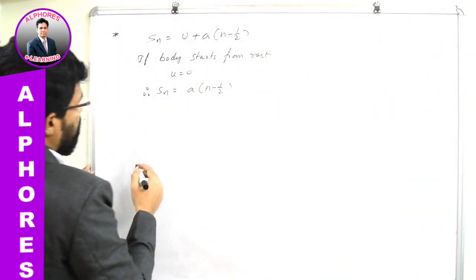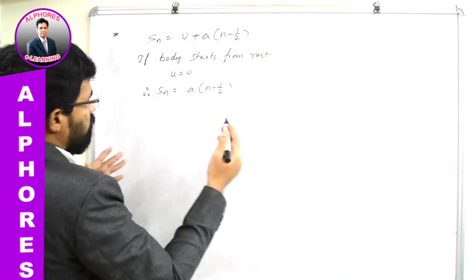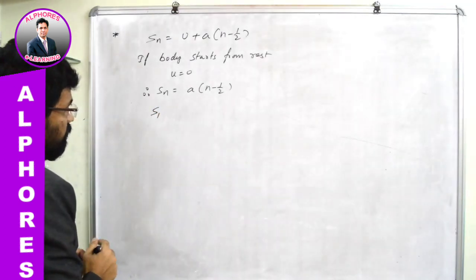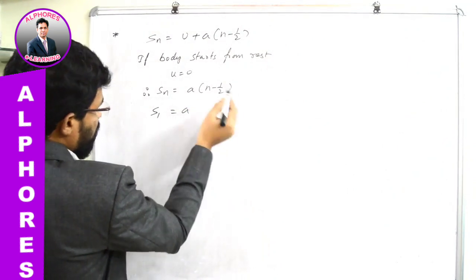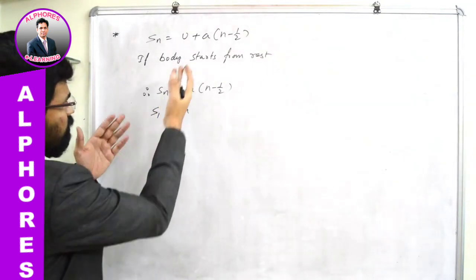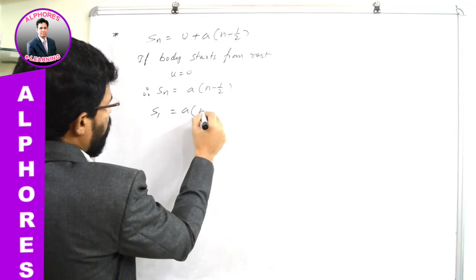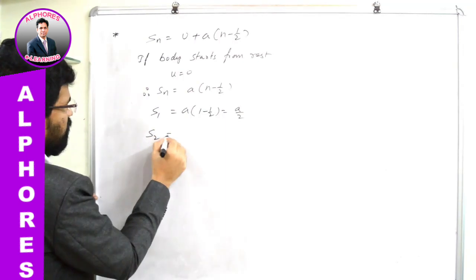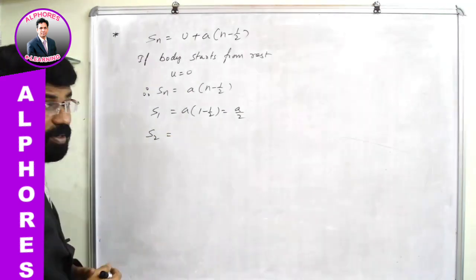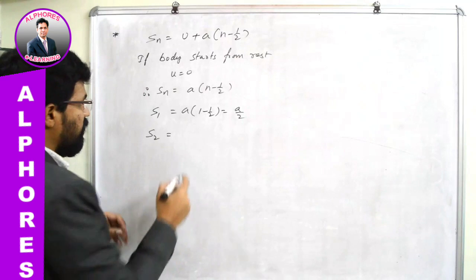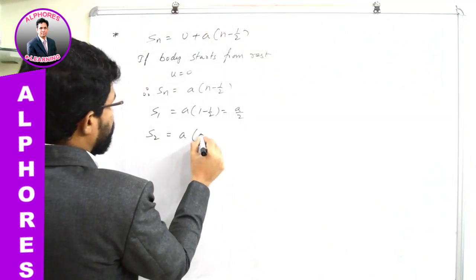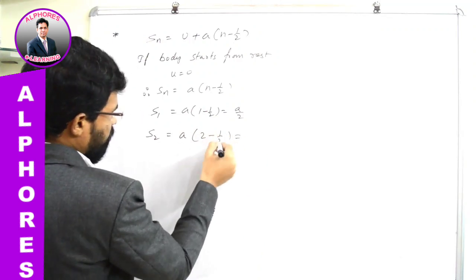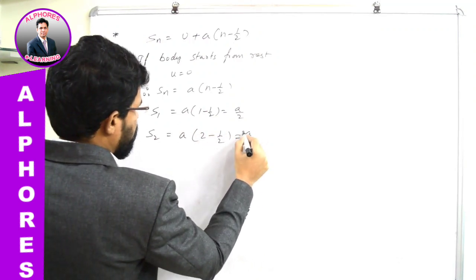Here I'll assume that n is equal to 1, 2, 3 and so on. Let me find out S1. S1, the distance traveled in the first second, is equal to a into 1 minus 1 by 2, which is equal to a by 2, if the acceleration of the body is constant, then only we can use this equation. S2, the distance traveled by the body in the second second, is a into 2 minus 1 by 2, so 3a by 2.